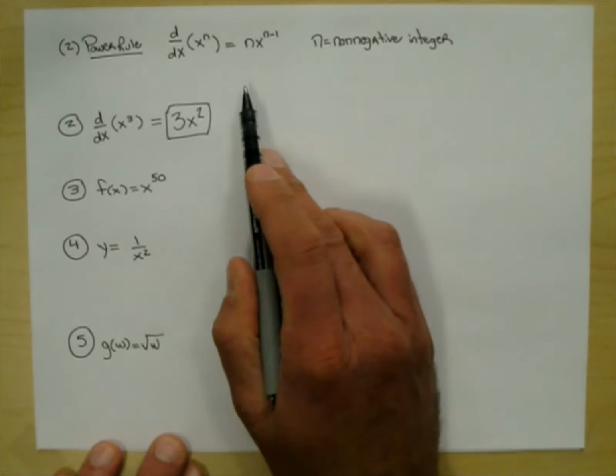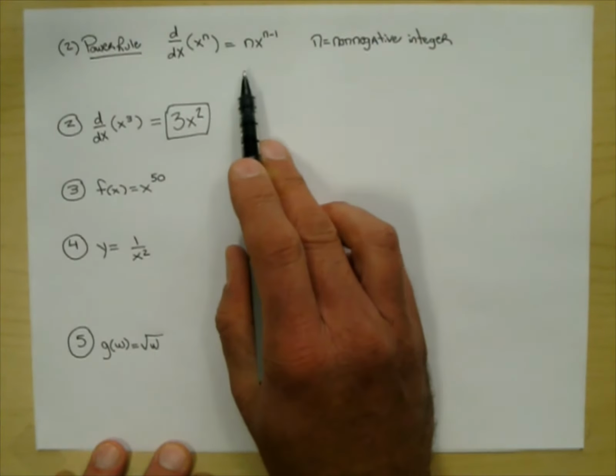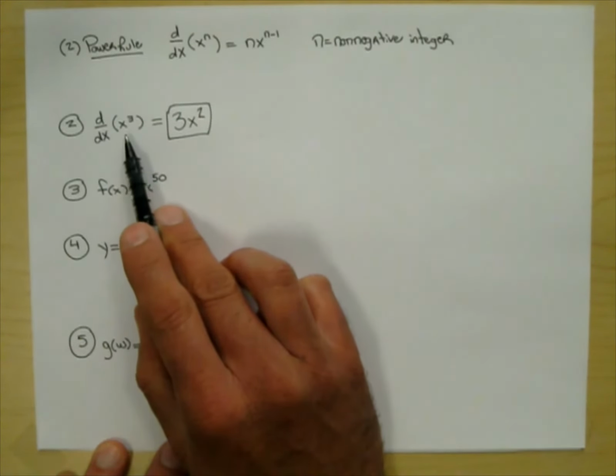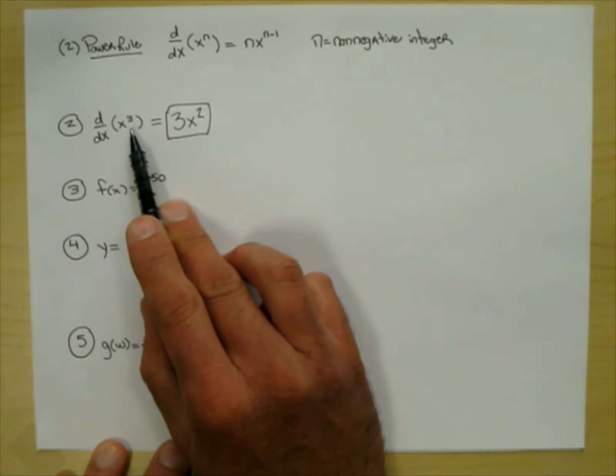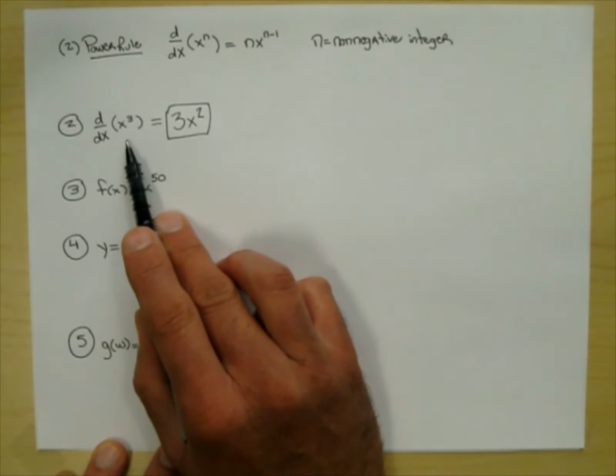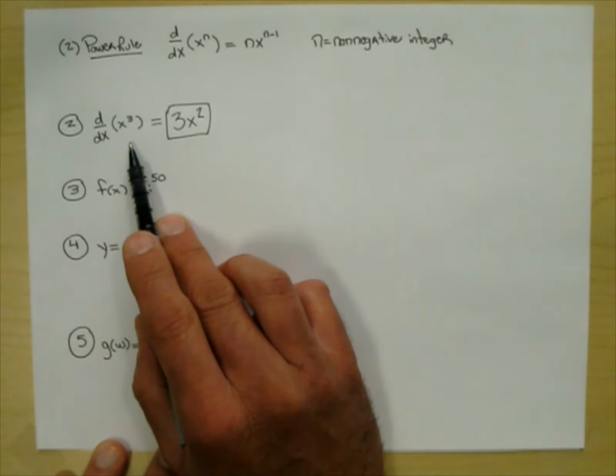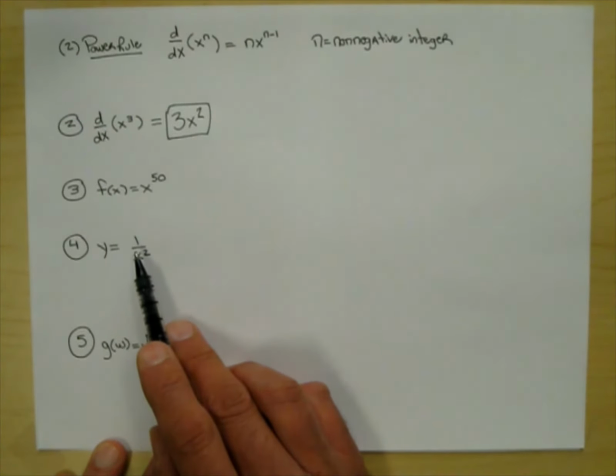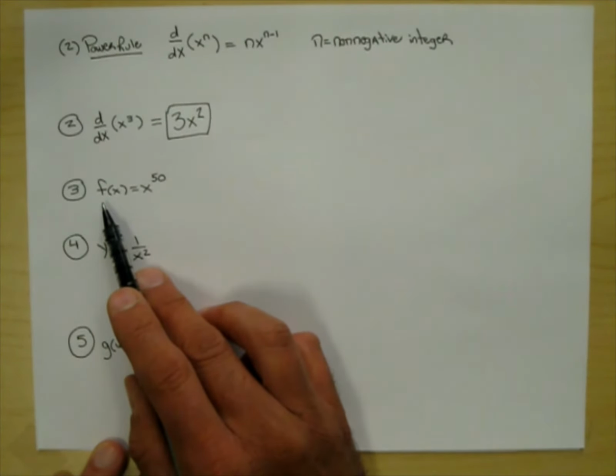Now, because of this shortcut, wasn't it a lot nicer to do this problem than to actually do the difference quotient with x to the 3rd and go through all that work? Yeah, and that's why we like the shortcuts. Okay, so let's now take the derivative.